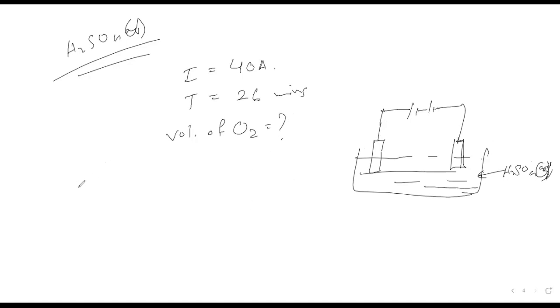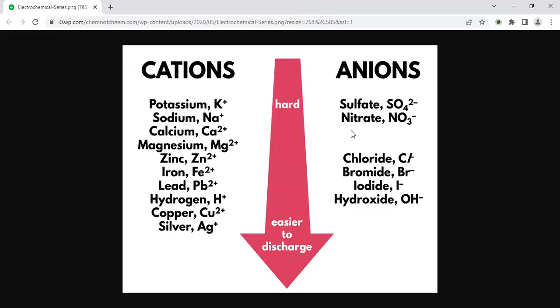And from this H2SO4 aqueous, what are the actual ions present here? H plus, SO4 2 minus, and OH minus. Now, if we come to the reactivity series, what do we see? Which one is easier to discharge? Obviously, there is only one type of positive ion, cations, hydrogen.